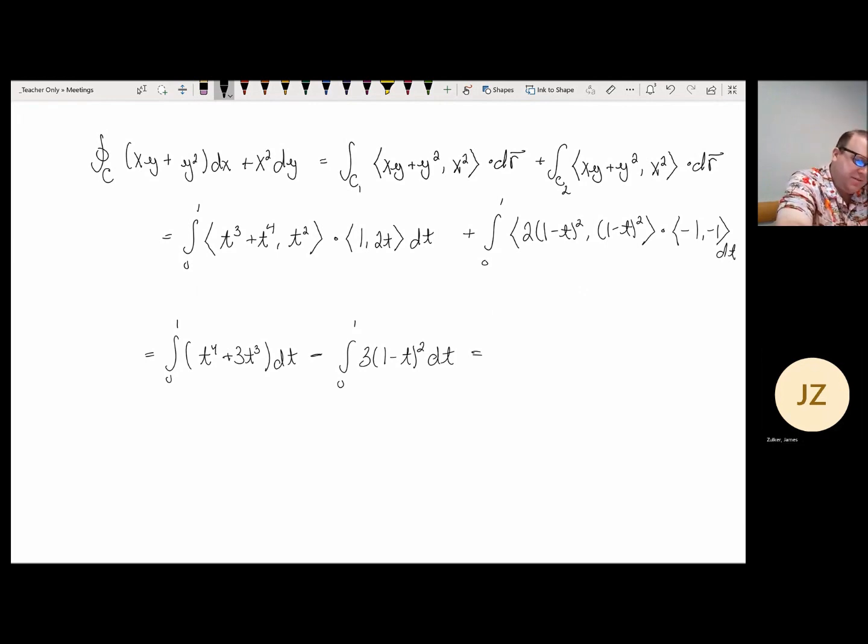Fifth t to the fifth from 0 to 1 is a fifth. And 3/4 t to the fourth from 0 to 1 is just 3/4. The antiderivative of 3 times 1 minus t quantity squared would be negative 1 minus t quantity cubed. Right? You could also expand out the 1 minus t squared. That's fine. But change of variable I find to be easier.